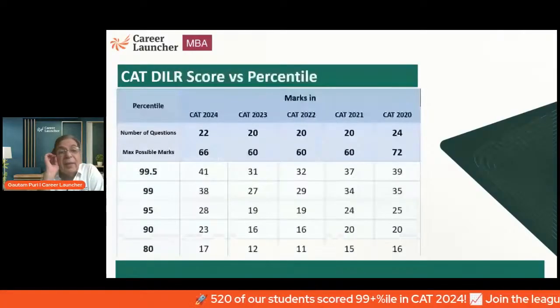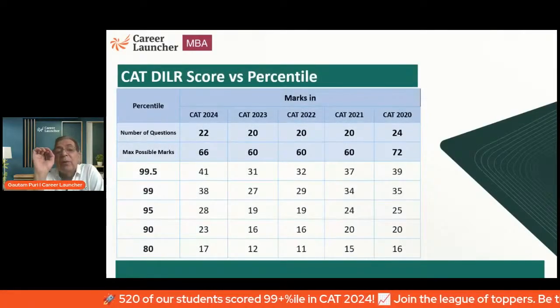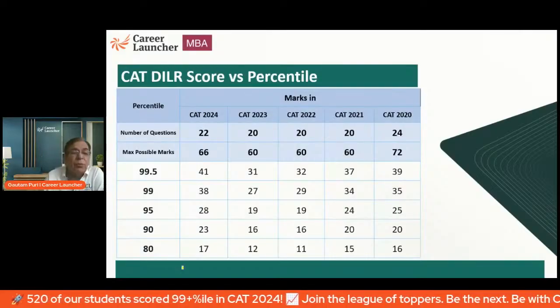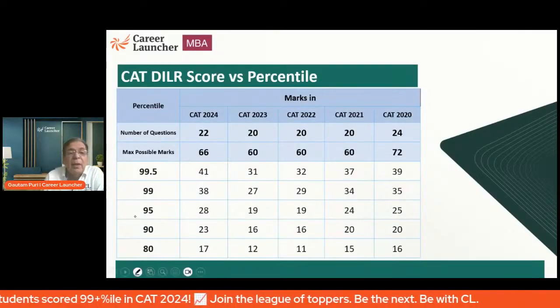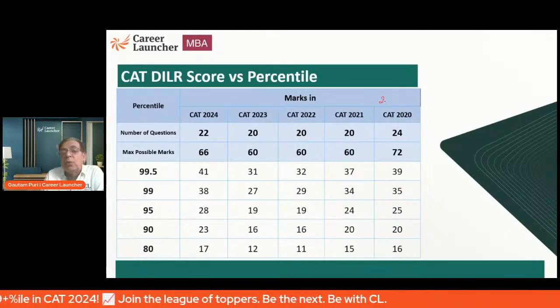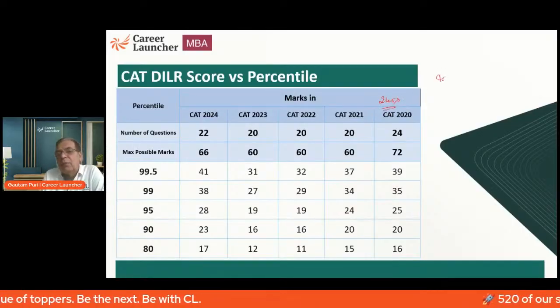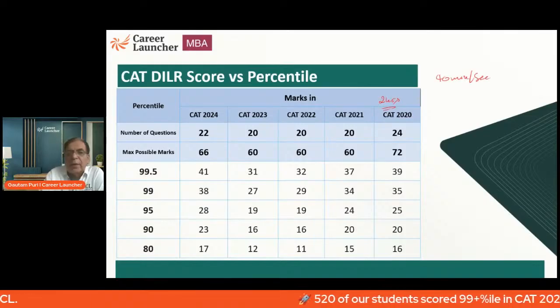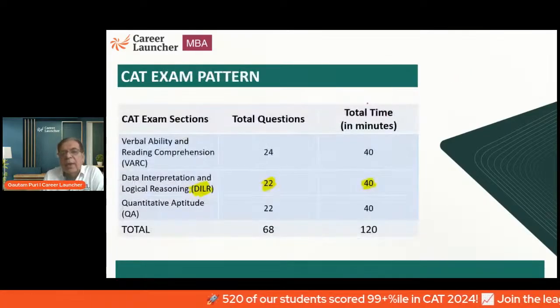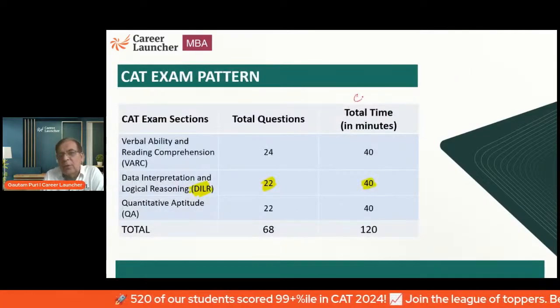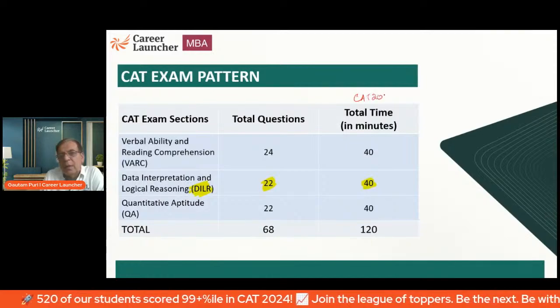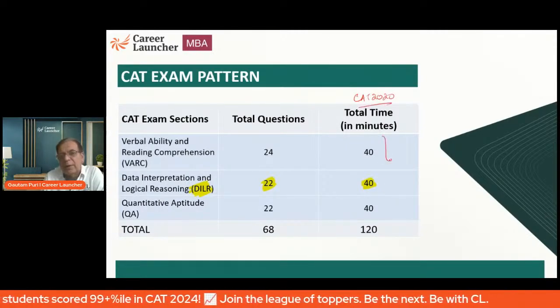Now when you look at DILR section and you look at from 2020 to 24, why am I looking from 2020 onward, not before that? Because 2020 onwards, these are 2-hour papers, and when I say 2-hour paper, this means 40 minutes for each section. So 40 minutes per section. So when you look at this pattern, in terms of the times, CAT 2020 onwards, we have had this pattern of 3 sections of 40 minutes.